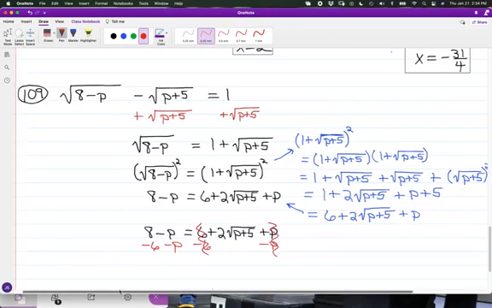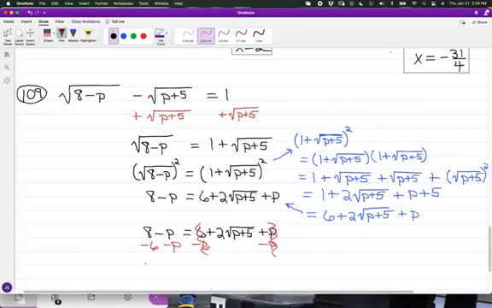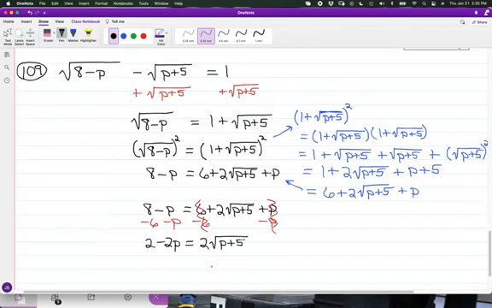So we're going to have 8 minus 6, so this will be 2. We have minus 2p, equal to 2 times the square root of p plus 5. So if you notice, we have 2 minus 2p is equal to 2 times the square root of p plus 5. And what I can do here, notice you have 2, negative 2p, 2 times the square root of p plus 5, so I can go ahead and just clean things up, dividing the equation by 2.